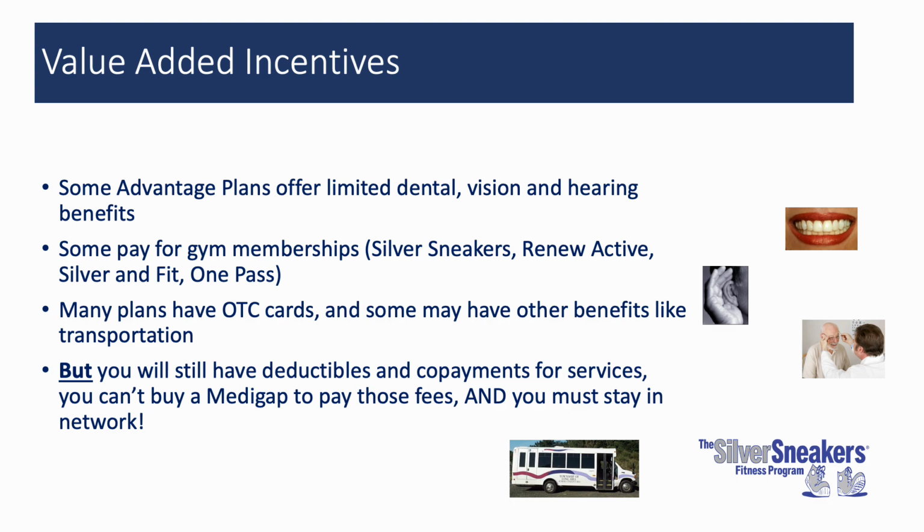Most of the Medicare Advantage plans have what are called value-added incentives. These are the extra benefits that you see advertised on TV all the time. They're what people are talking about, that they get to do all of these things at no cost. Almost all of them include a gym membership. They're called different things: Silver Sneakers, Renew Active, Silver and Fit. But that can be worth $400 to $600 a year if you're having a free gym membership.